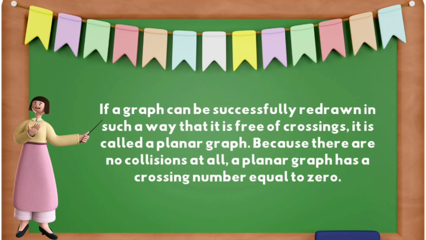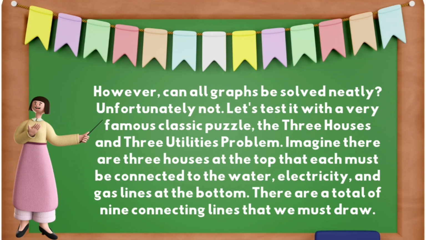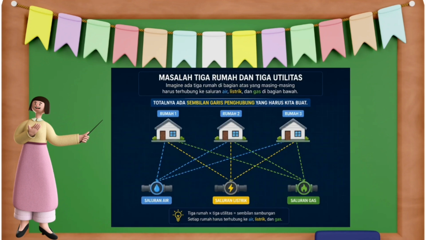If a graph can be successfully redrawn in such a way that it is free of crossings, it is called a planar graph. Because there are no collisions at all, a planar graph has a crossing number equal to 0. However, can all graphs be solved neatly? Unfortunately not. Let's test it with a very famous classic puzzle, the 3 houses and 3 utilities problem.